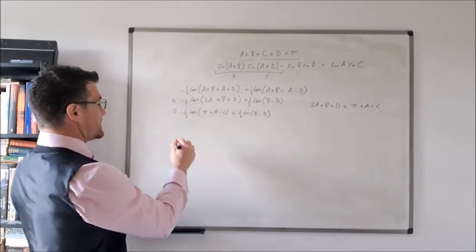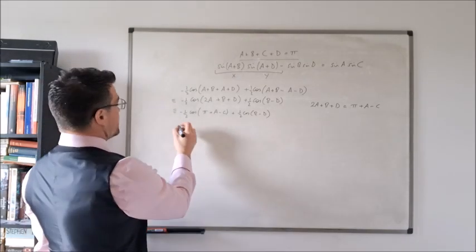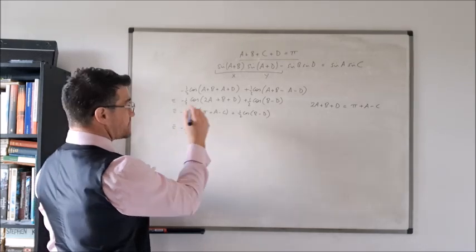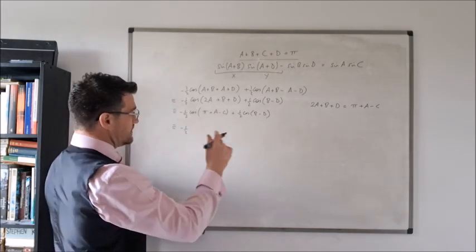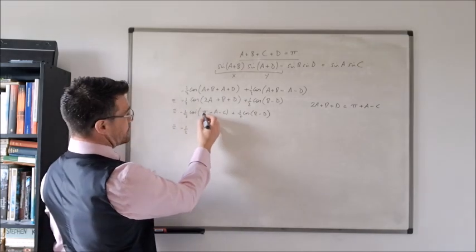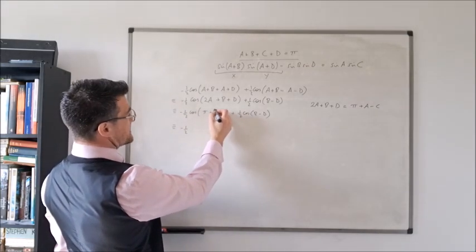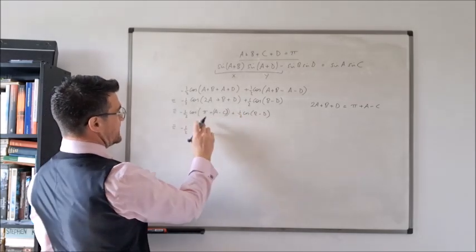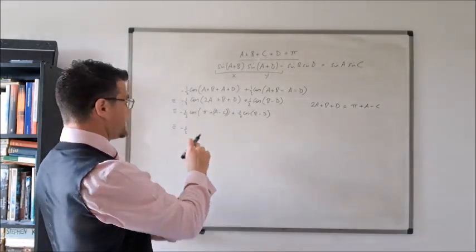Okay, so far so good. And then I can use another trigonometric identity. In fact, I've already used it. I'm going to group this as pi plus a minus c, and I'm going to, in inverted commas, expand this out.